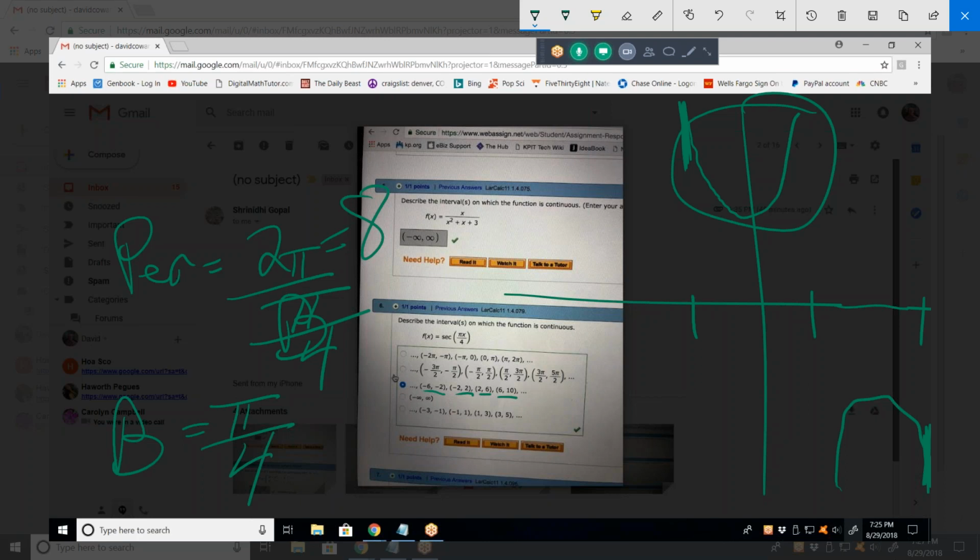That can't be right. Those aren't separated by 4. Those aren't separated by 4. That's definitely not, and not those. There's negative infinity to infinity. So there's only one answer there where they're all separated by 4.